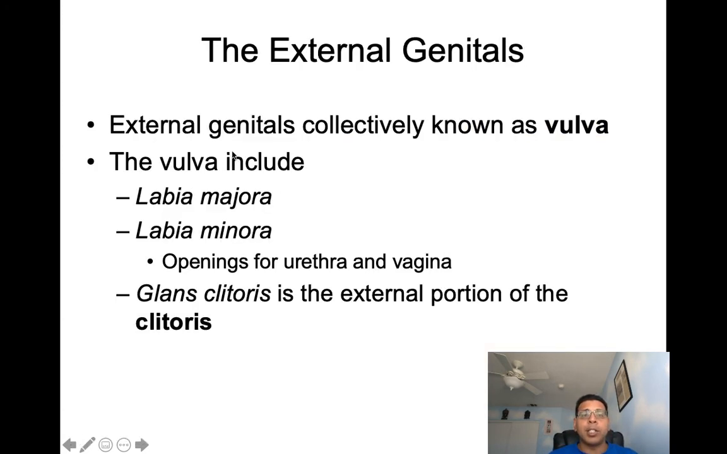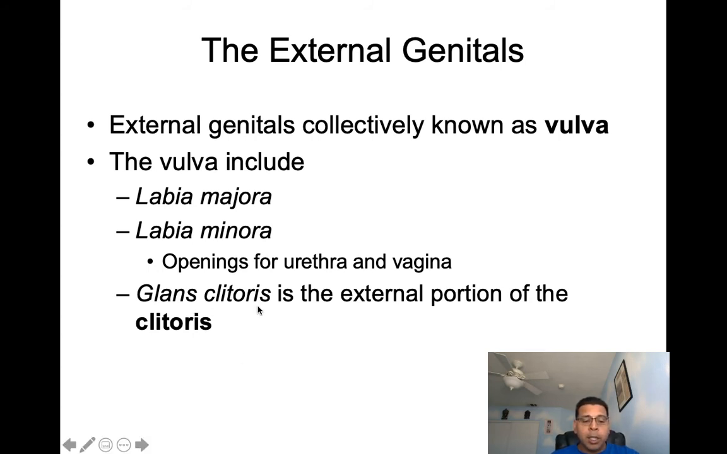So let's talk external genitals. The external genitals are collectively known as the vulva. This includes the two large hair-covered folds of skin called the labia majora. Next we have the labia minora, two small folds found just inside the labia majora. Next, we have the glans clitoris.